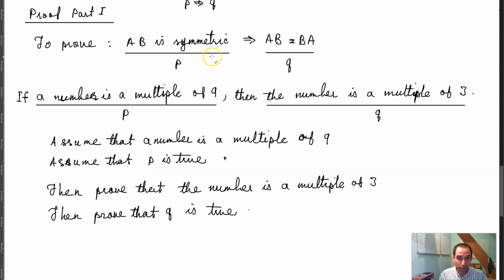So what that means is that if you have a statement in the form P then Q, or P implies Q, or if P then Q, then you will assume that P is true, and then using that assumption, you will prove that Q is true, right?